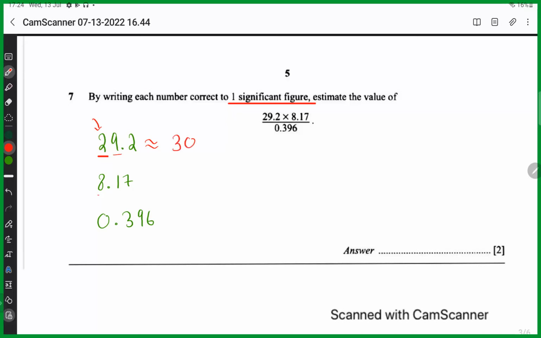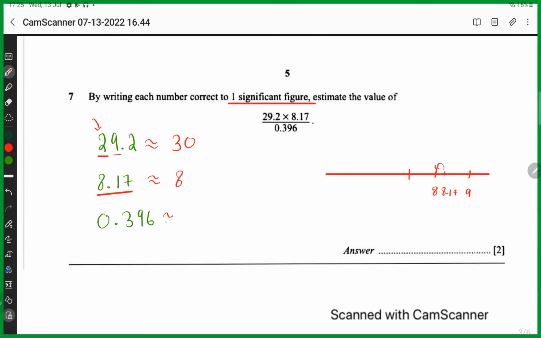The next one is 8.17. When it says one significant figure, it would either be 8 or 9. So 8.17 is certainly closer to 8. You can think about this idea in multiple ways. If I make a number line, this is 8 and this is 9. Imagine this is 8.17. Now 8.17 is certainly closer to 8, right? So when I round it off, it would become 8.